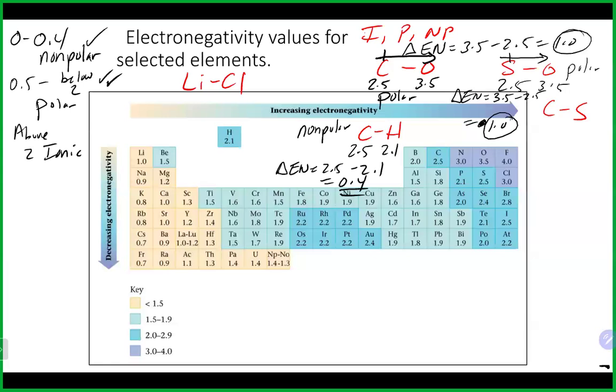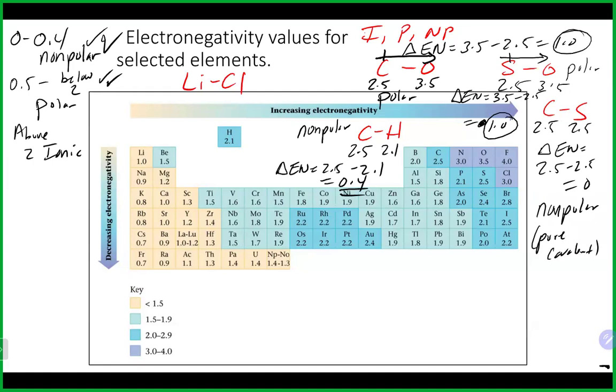All right, let's go carbon sulfur here. So carbon 2.5, sulfur 2.5. That is going to give us a difference in electronegativity of 2.5 minus 2.5. That is a 0, and that would then obviously put us in a nonpolar bond. This also would be considered a pure covalent bond, as it's like perfect equal sharing of electrons in that case. And again, we would not draw an arrow here, as it is a neutral bond.